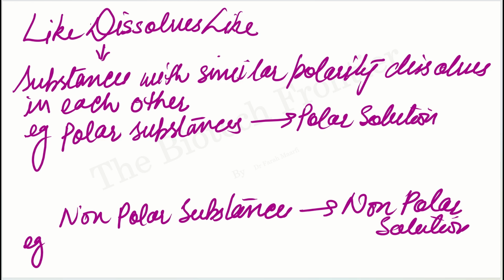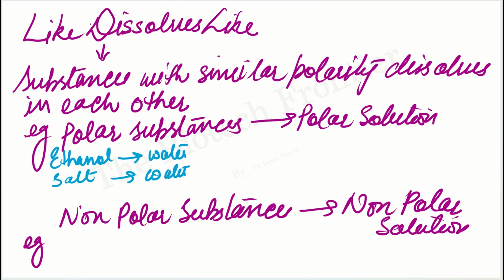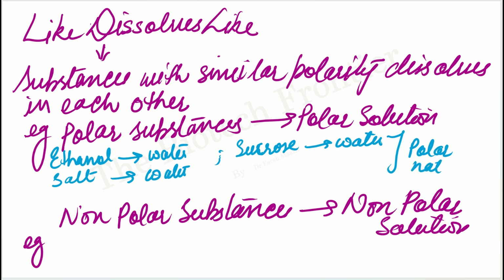Examples of polar substances that can dissolve in a polar solvent are ethanol and water. You can readily dissolve ethanol into water. Another example is salt. You can dissolve salt in water very easily. Another example is sucrose in water. Ethanol, salt, sucrose and water are all polar in nature.